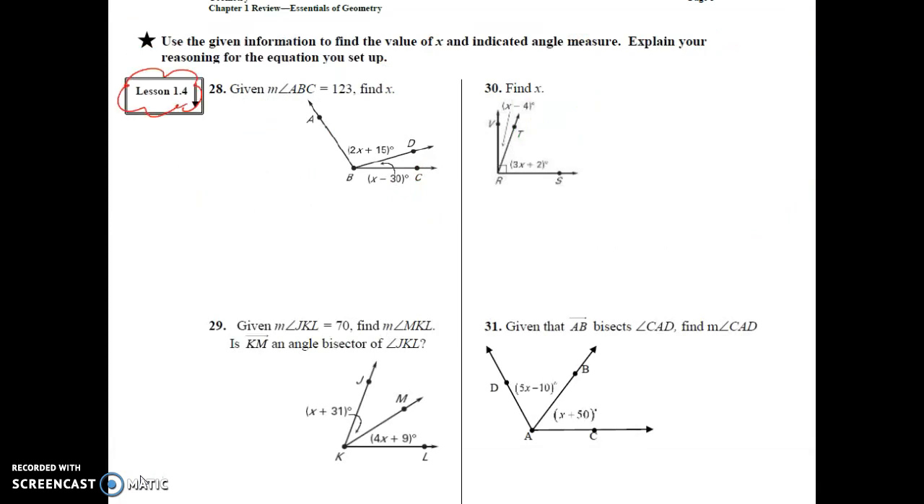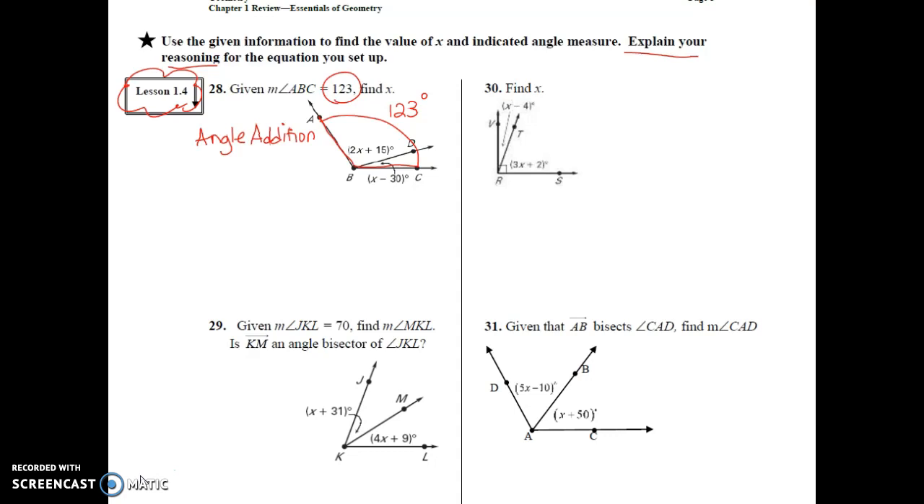On page 3, we move on to angles. Noticing now that we're moving on to lesson 1.4. All of these angle problems have a little bit different information given to them. So we need to explain our reasoning to make sure that we have good understanding. Again, always reading the problem or reading the diagram. In question 28, they say that the measure of ABC is 123. From A to B to C, I know all of this is 123 degrees. So in this problem, you will use angle addition, adding the two parts and equaling it up to 123.